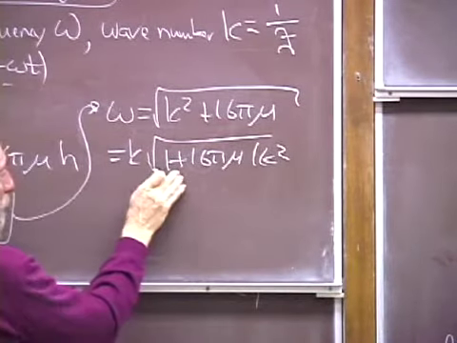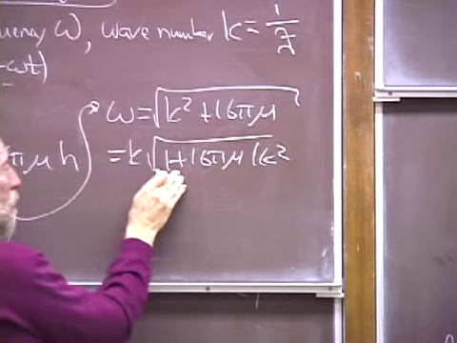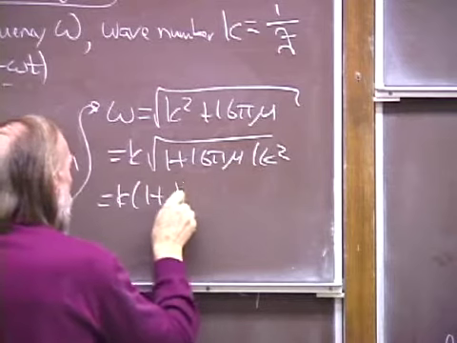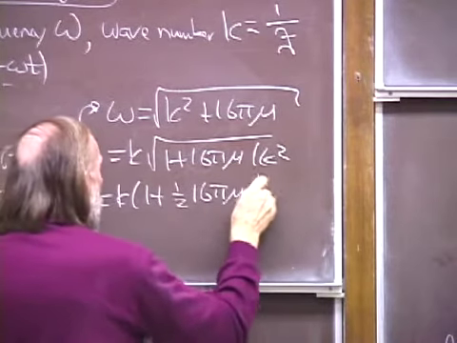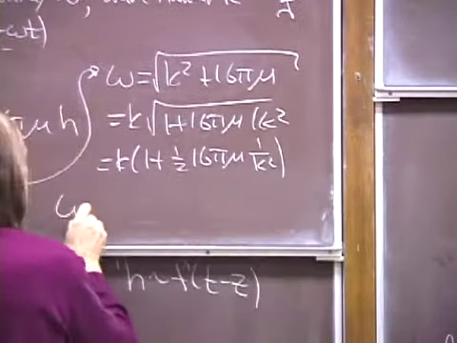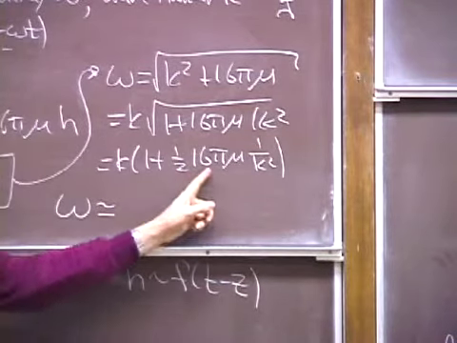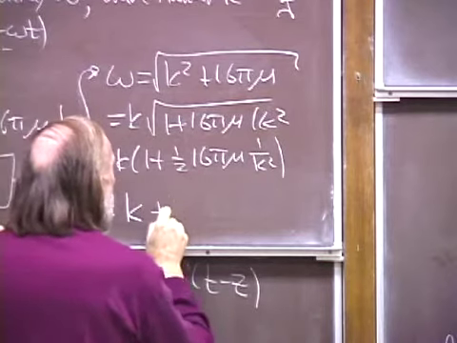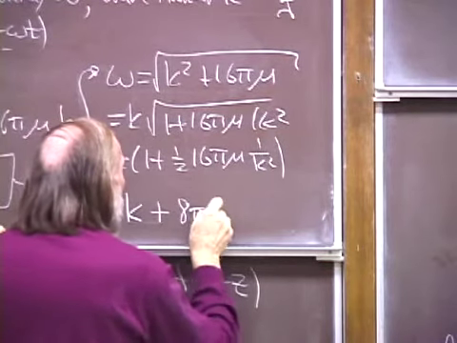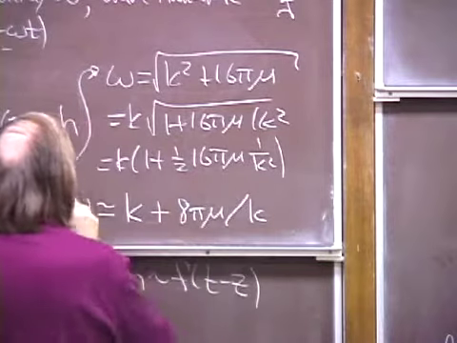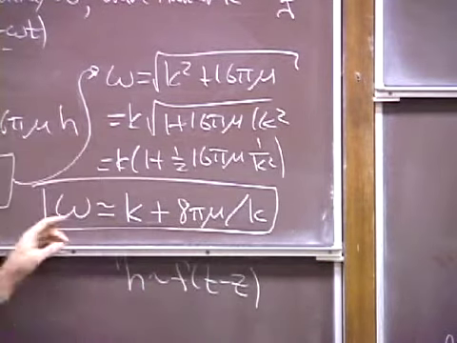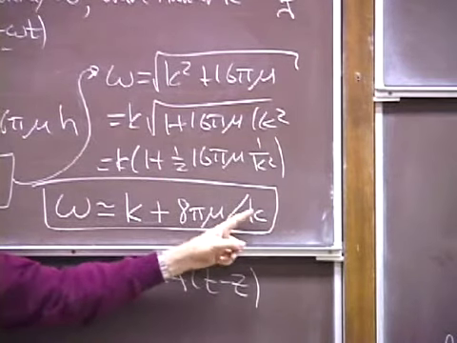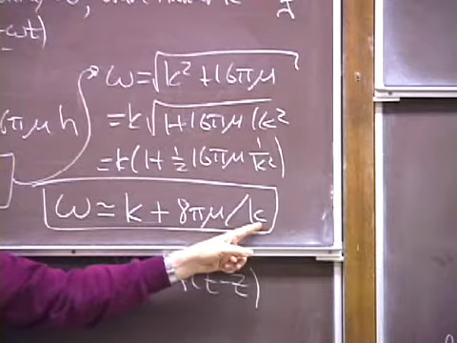And then I expand this by the binomial expansion, or power series expansion. That's k times 1 plus 1/2 of 16 pi mu over k squared. Or omega is, at first order in this quantity I've claimed to be small, k plus 8 pi mu over k. So there's a piece that goes proportional to the wave number, that is 1 over reduced wavelength, and then a tiny piece that goes as the inverse of that.